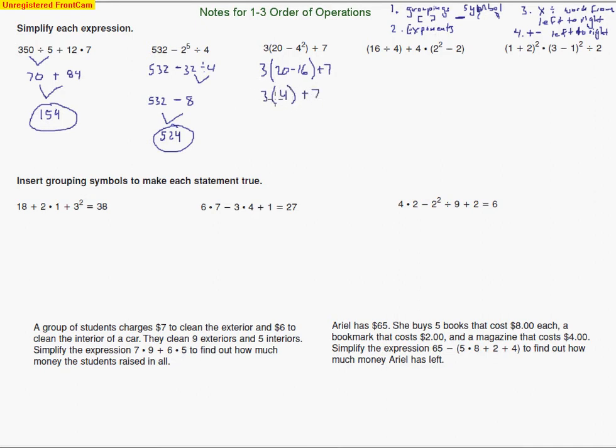Well, when we have parentheses with just one number inside, and then another number right outside, this means to multiply. So we're going to multiply that. We get 12 plus 7 gives me 19.